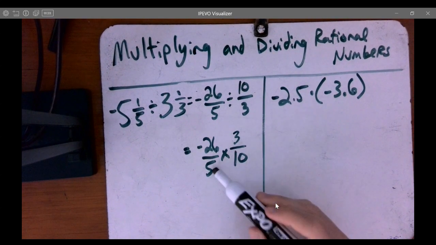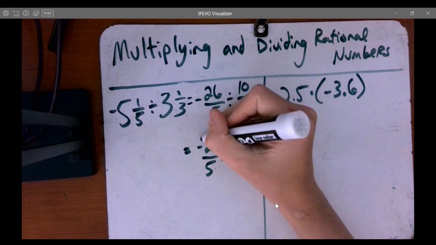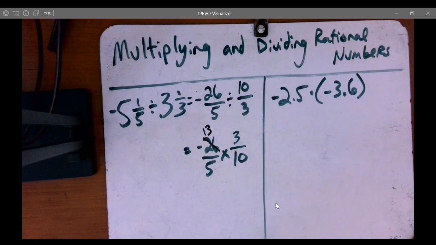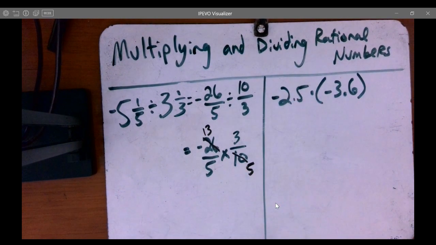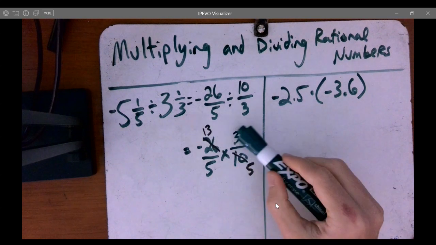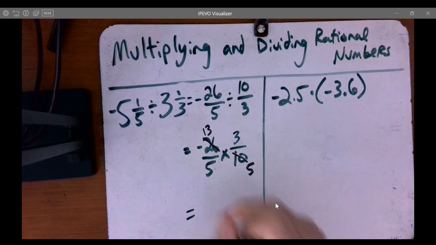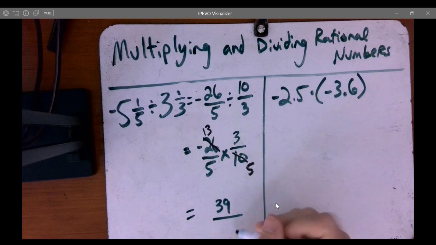So 3 and 5 don't have any common factors, but 26 and 10 are both even. So I'm going to simplify both of those by a factor of 2. 26 divided by 2 is 13. 10 divided by 2 is 5. And now I'm ready to multiply. So 13 times 3 is 39. 5 times 5 is 25.